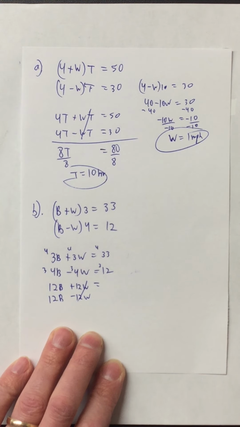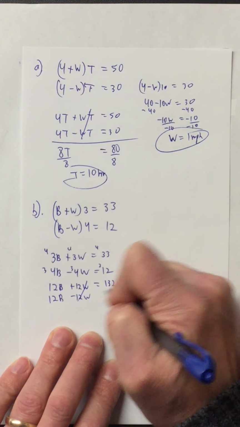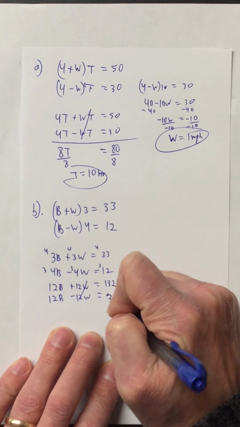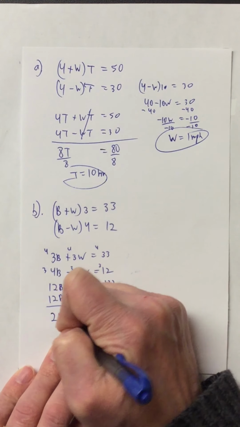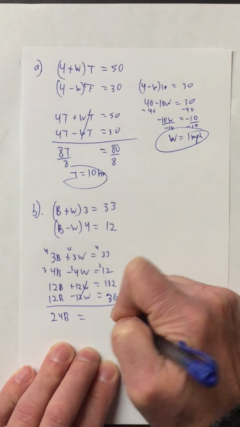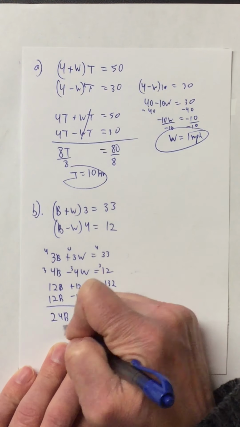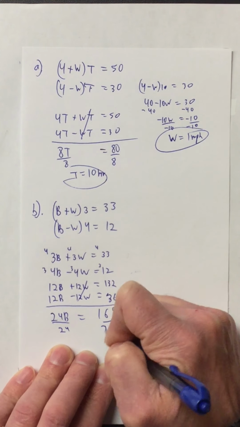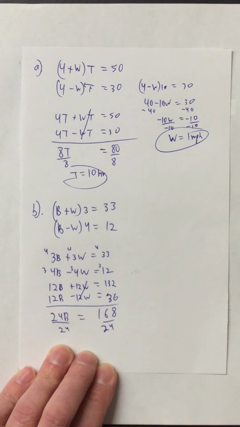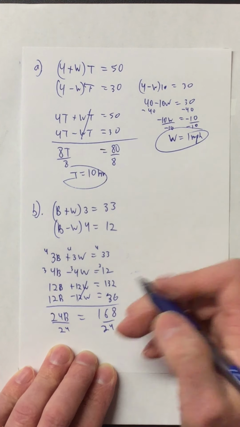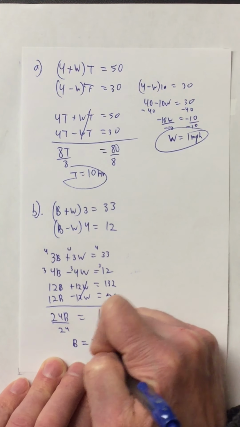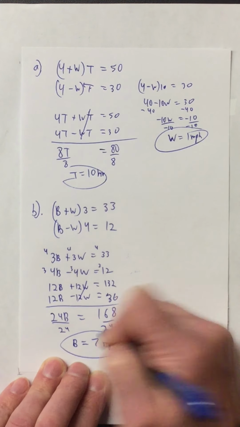33 times 4 equals 132. 12 times 3 equals 36. Let's add these. 24b is equal to 168. Divide by 24, divide by 24. And it looks like our boat is going 7 miles per hour.